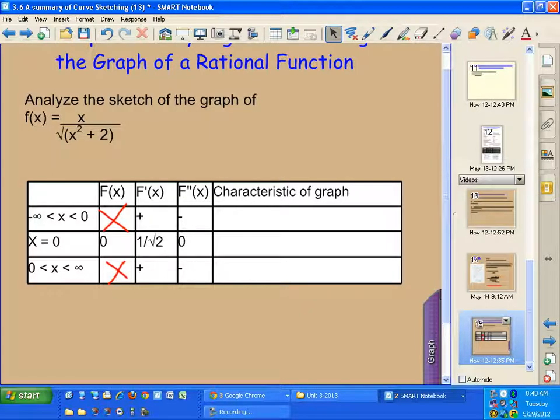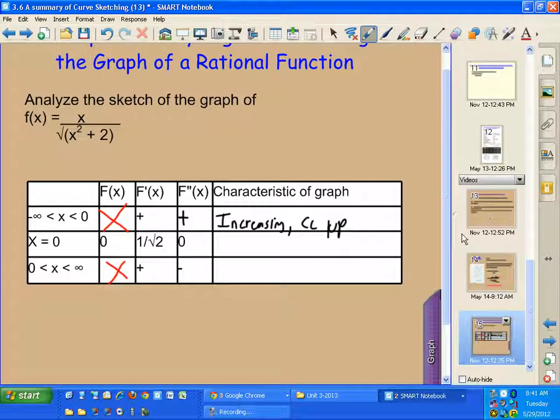Our first derivative is positive, and our second derivative is also positive. This should be a positive. All right. And so if that's the case, then that means that the graph is increasing because of the first derivative, and concave up because of the second derivative.